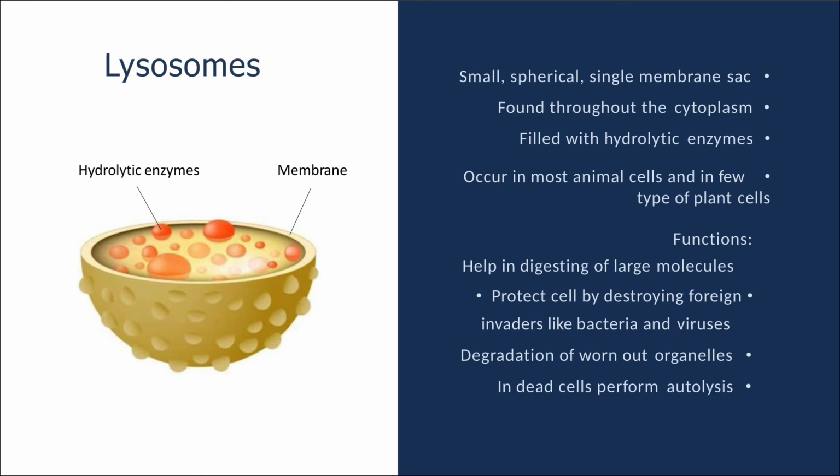Lysosomes. Lysosomes are small spherical single membrane sacs. They are found throughout the cytoplasm and are filled with hydrolytic enzymes. They occur in most animal cells and a few types of plant cells. Functions. They help in the digestion of large molecules, protect cells by destroying foreign invaders like bacteria and viruses, and help in the degradation of worn-out organelles. They also perform autolysis in dead cells.